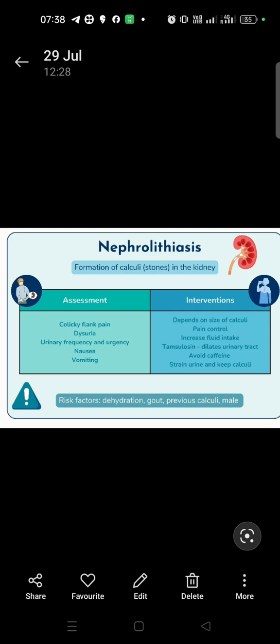Also, if the patient has a previous history of calculi, there is a chance for nephrolithiasis, and nephrolithiasis is mainly common in male patients. So these are the assessment findings of nephrolithiasis and the main interventions. This is very important. This is one topic which has a higher chance to come up as a case study.